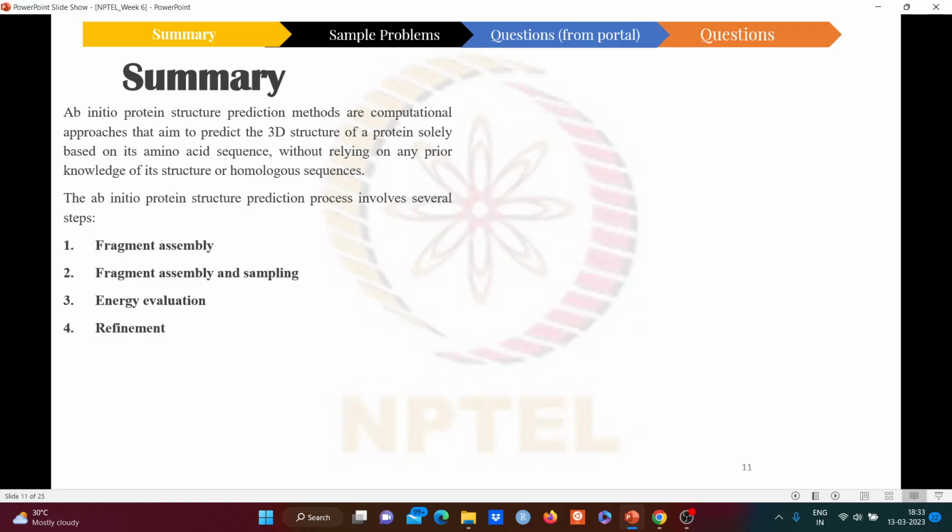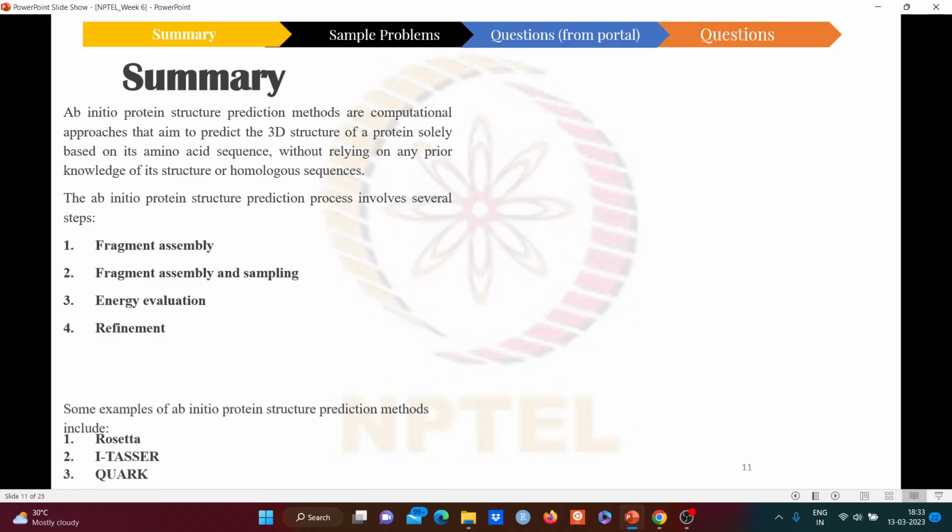The limitation of ab initio structure prediction methods is that they can be computationally intensive and require powerful computational resources. However, they can be very useful for predicting the structure of proteins that are difficult to study using experimental techniques, such as membrane proteins or protein-protein complexes.